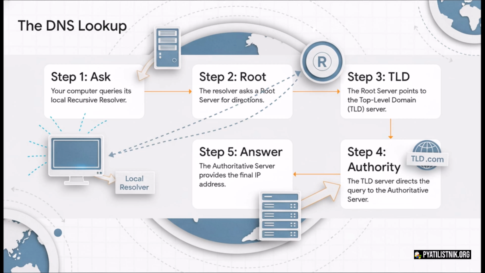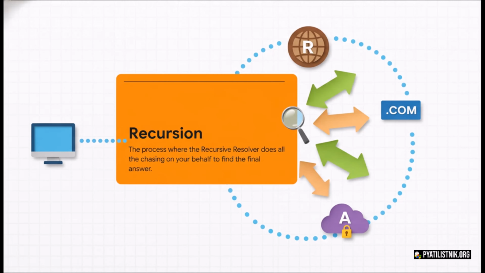It's just mind-blowing. And that whole process, where one server does all the legwork and chasing for you, that has a name. It's called recursion. It's what makes the system so incredibly efficient. Your computer just has to ask one simple question, and this recursive resolver tirelessly hunts down the answer, no matter where in the world it is.